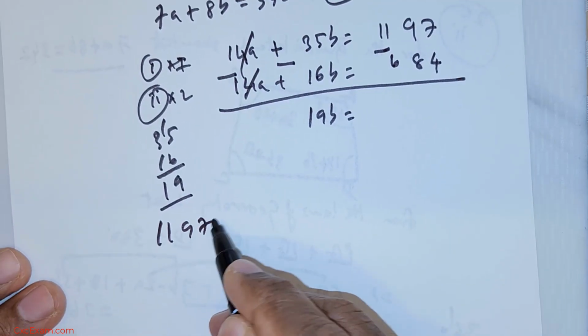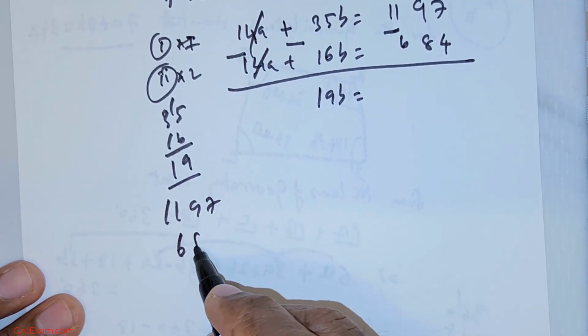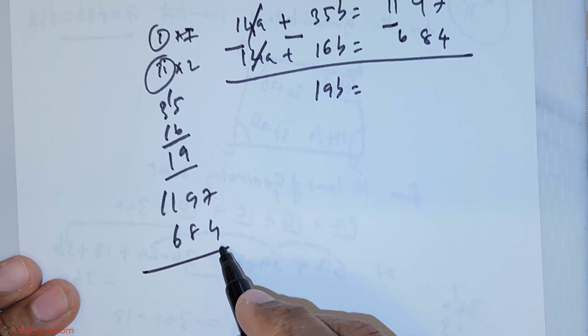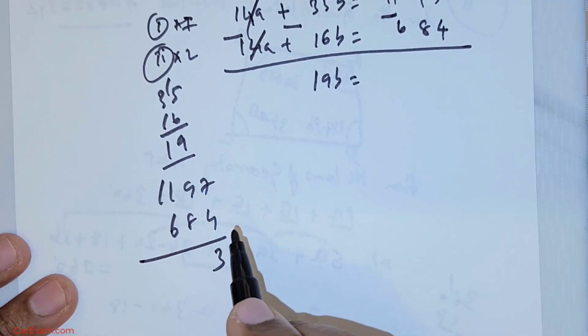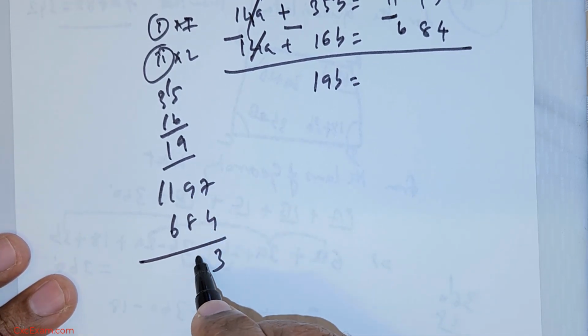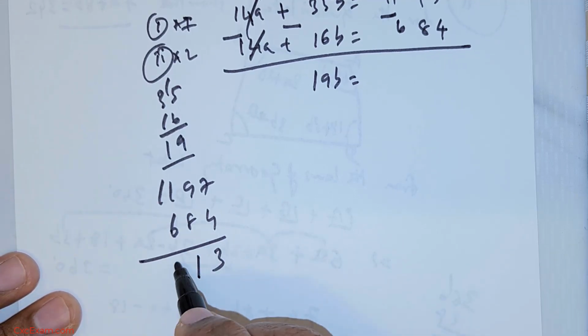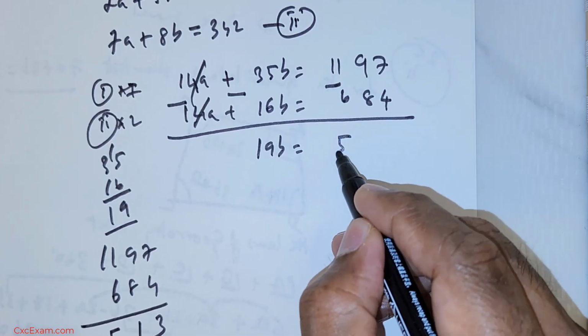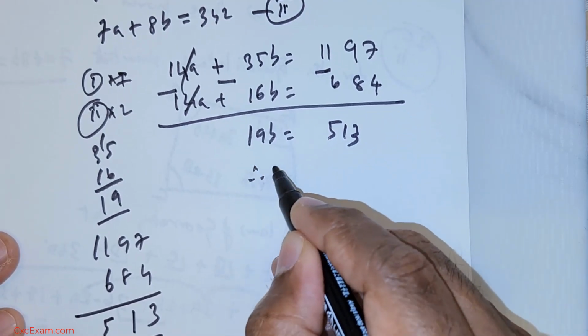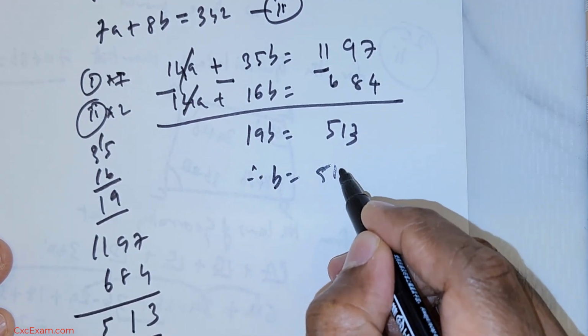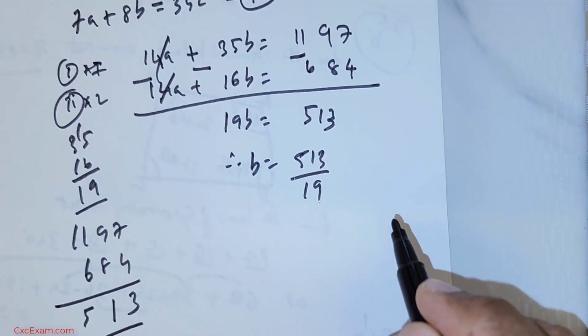Then 1197. From 1197 you have to subtract 684. From 7 you take away 4, you get 3. From 9 you take away 8, you get 1. From 11 you take away 6, you get 5. So this is 513. So therefore b is equal to 513 divided by 19.